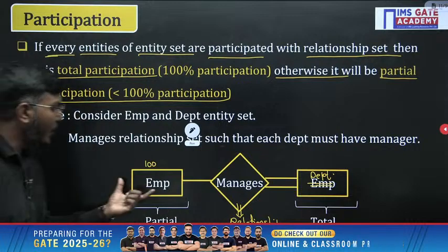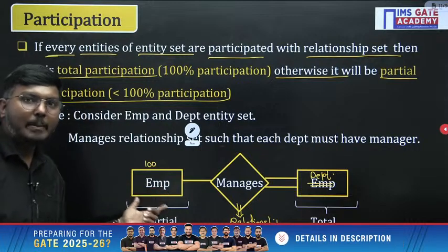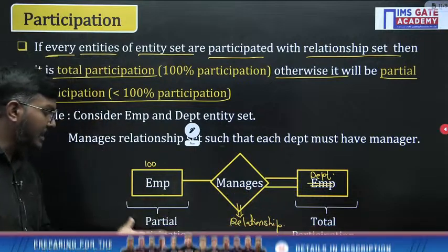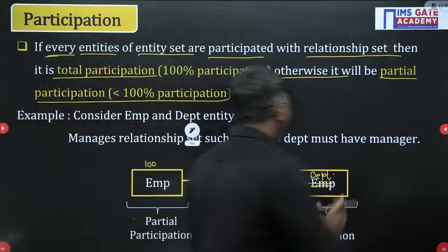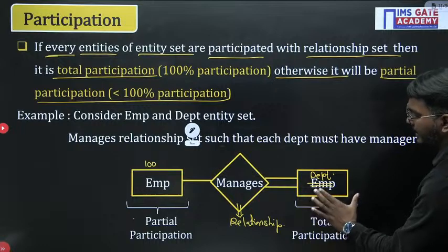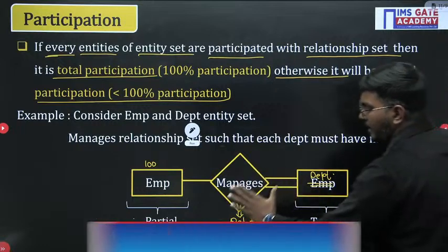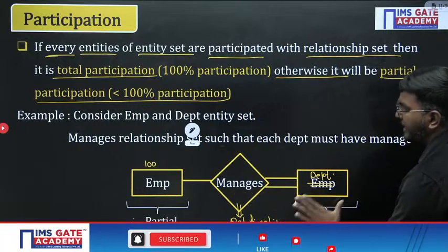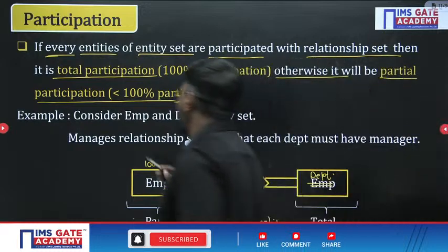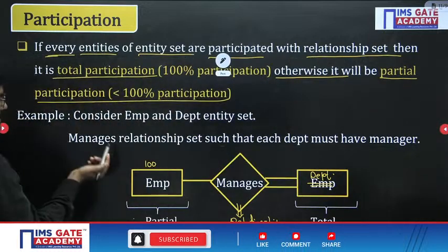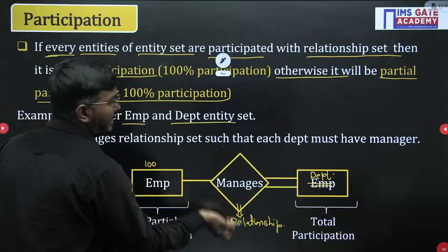Okay. So if all entities are not participating, then we can say we are having a partial participation. If all entities of any entity set are participating in the relationship set, then we can say we are having the total participation. Fine. Done. So here we have the example of the employee and department that we have just studied.